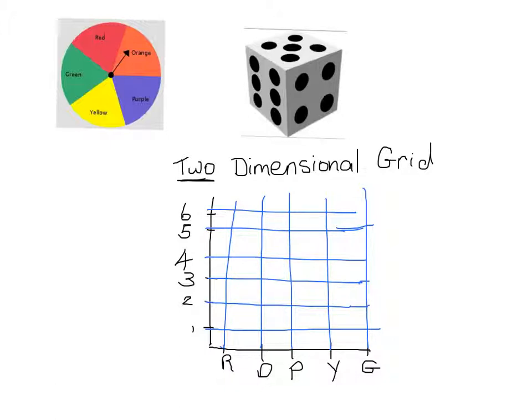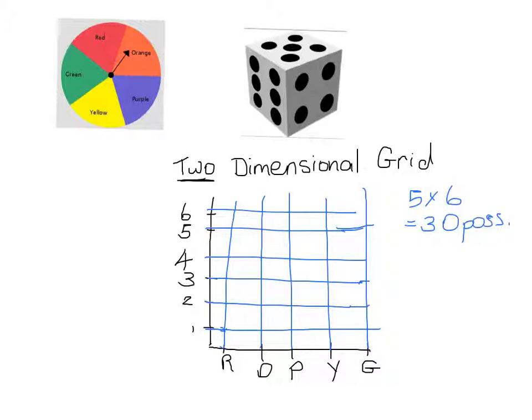Now, to figure out how many places the grid meets, we can just look at the number of colors, and in this case, there are 5 colors, and we can look at the number of numbers, which is 6, and that will tell us that the grid meets 30 times, so 5 times 6. Which also tells us that the number of possibilities is 30. 30 possibilities. Let's just say pos.